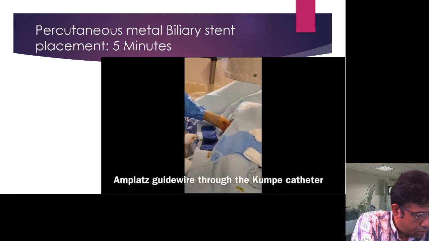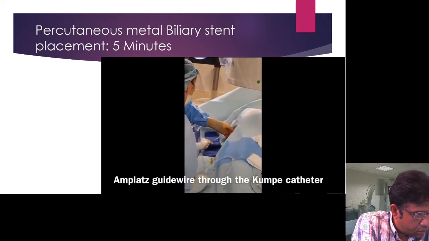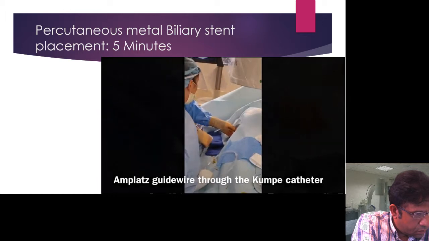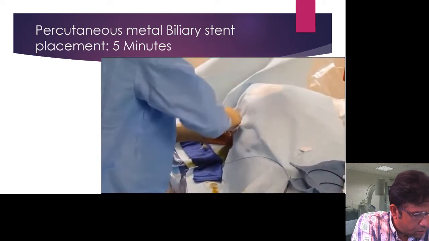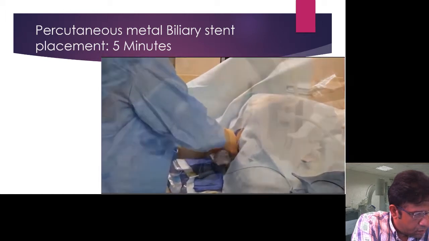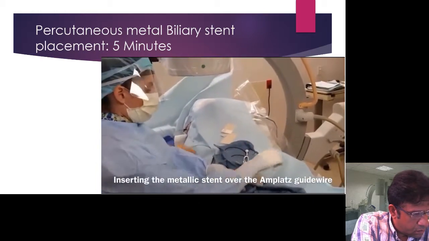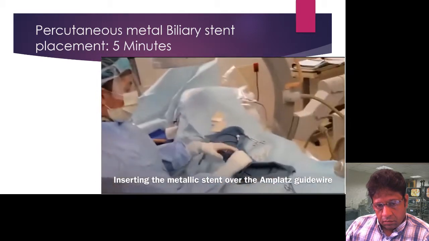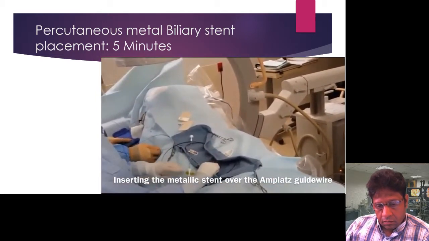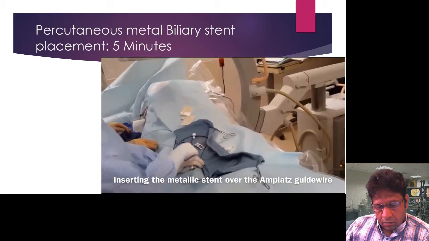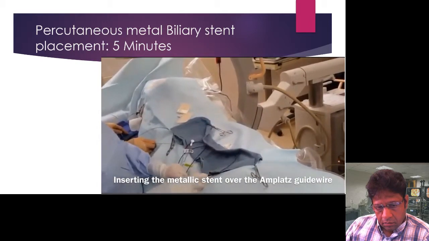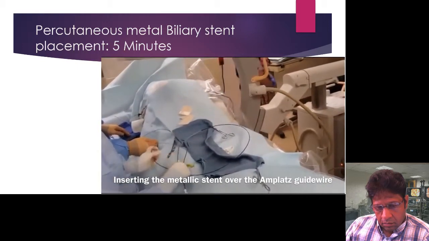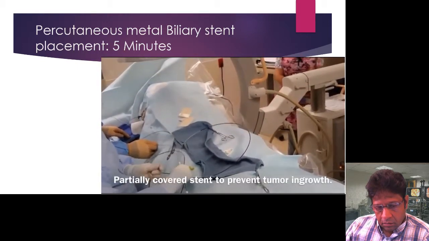I'm going to put in an implant wire, it's just a little stiffer and a little easier to dilate over. Boston Scientific WallFlex stent. Metal stent. And it's the same stent that's used in the GI lab by endoscopy.